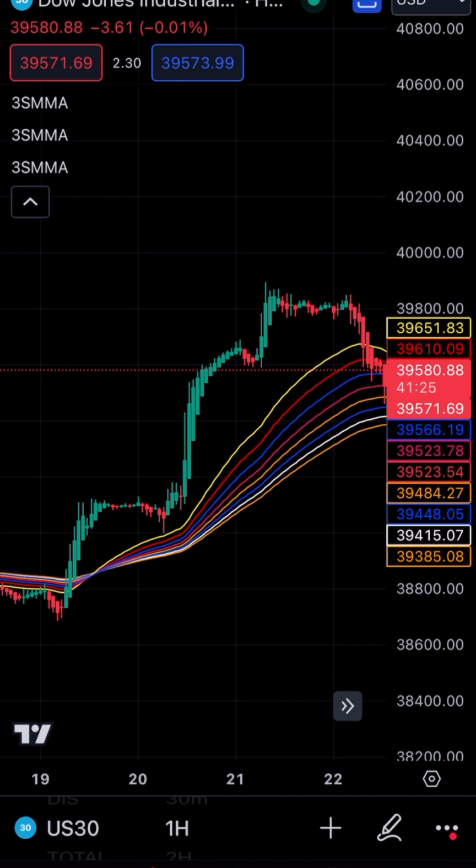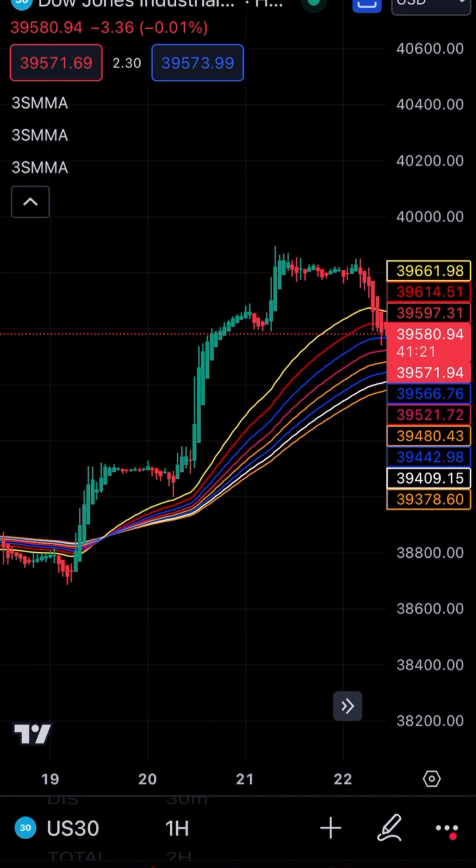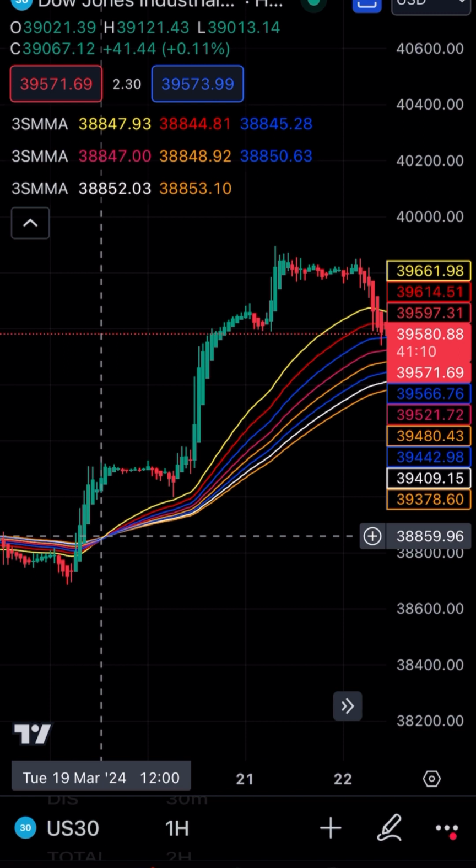I'm not going to give any financial guarantees because I'm not a financial advisor, but if you understand the direction of the US 30, it'll highly benefit. Anyway, we see the cross happening right here.